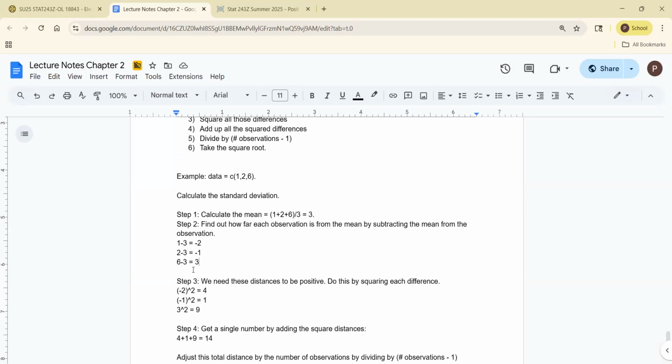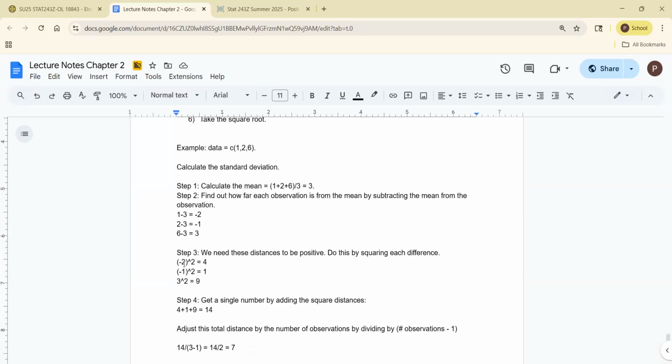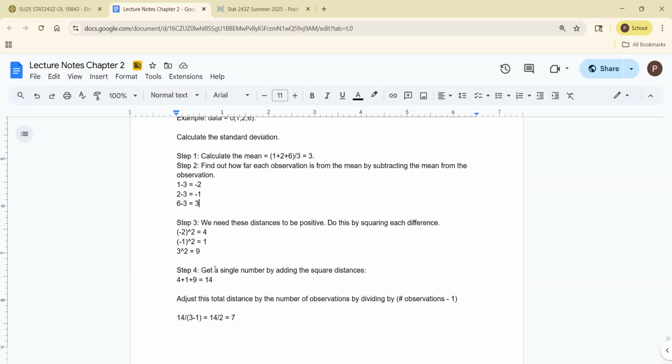Third step, we want all these distances to be positive. The easiest way to make all numbers positive is simply to square them. So we're going to square the minus 2. Minus 2 squared is 4. Minus 1 squared is 1. And 3 squared is 9.